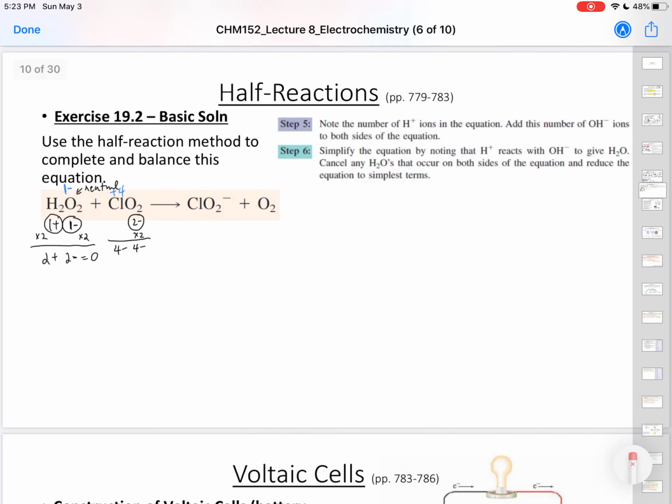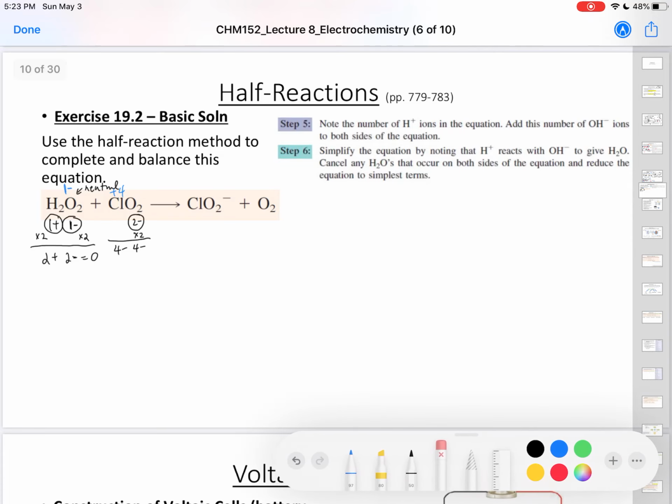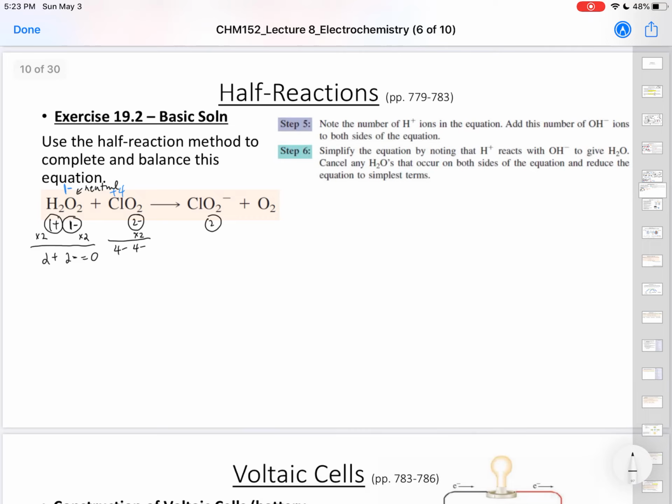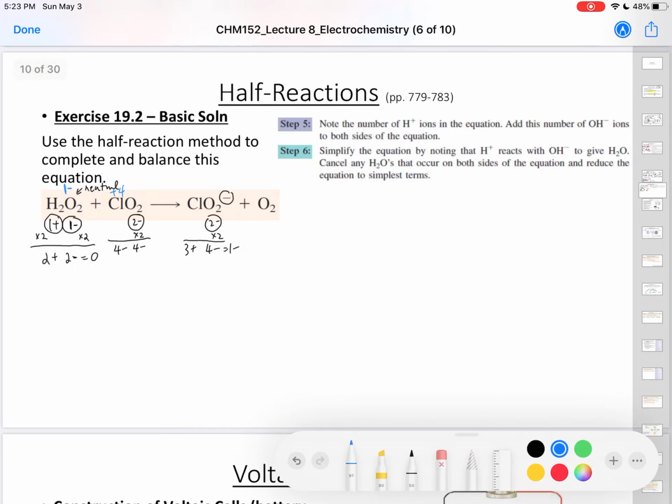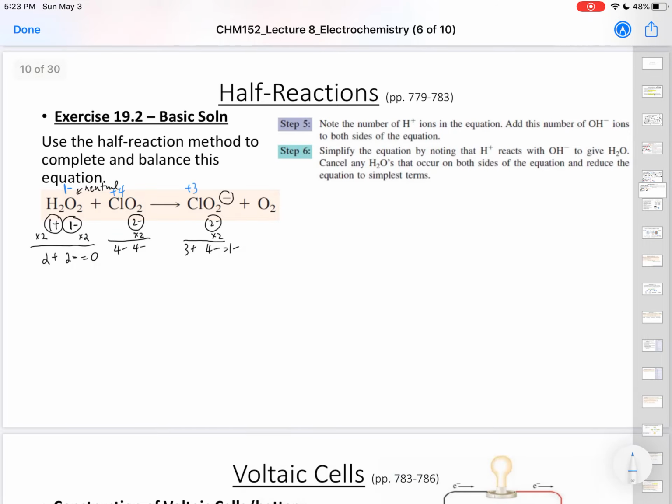Okay, next, I need the black marker. So then we need, this oxygen is 2- times 2 is 4-. But notice the charge is minus, so it is actually 3+ here. Okay, and last but not least, this oxygen is elemental. It is all by its lonesome, so it must be 0.